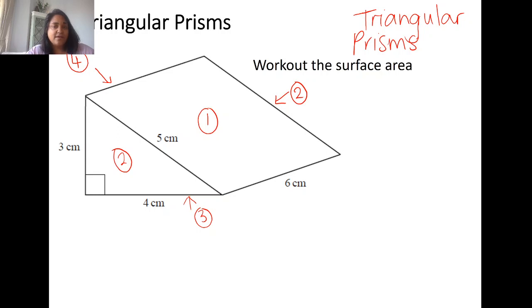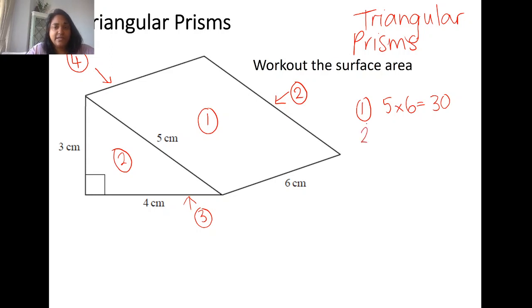Let's have a go at working out each of these individual panels. So number 1, what are their dimensions? I've got a 5 centimetre here and a 6 centimetre here. So that is going to be a 5 by 6 rectangle. And I've only got one of those for a triangular prism.